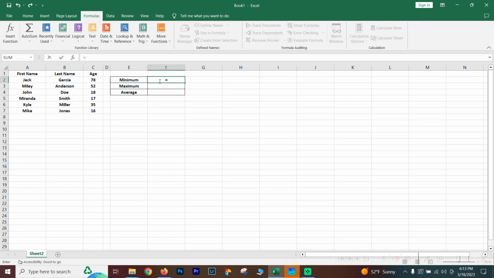Put the equal sign, type out MIN for minimum, open parentheses, select the age group, close parentheses. The youngest person is 16, which is Mike Jones.